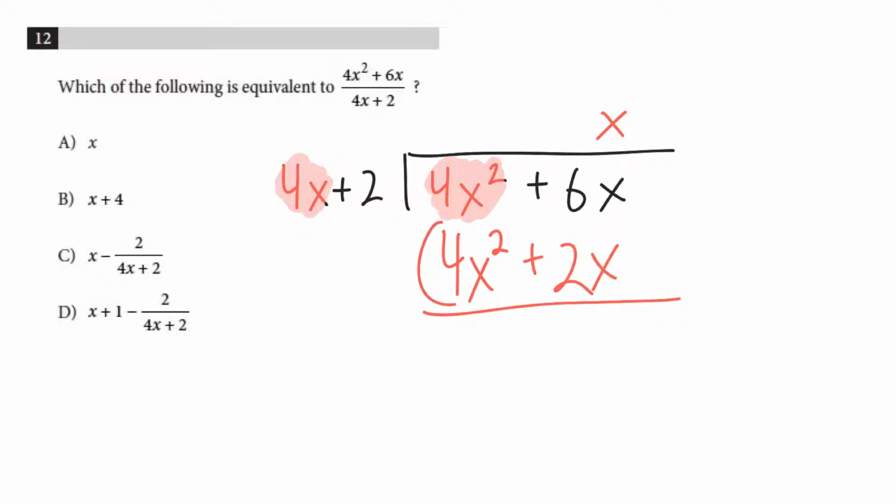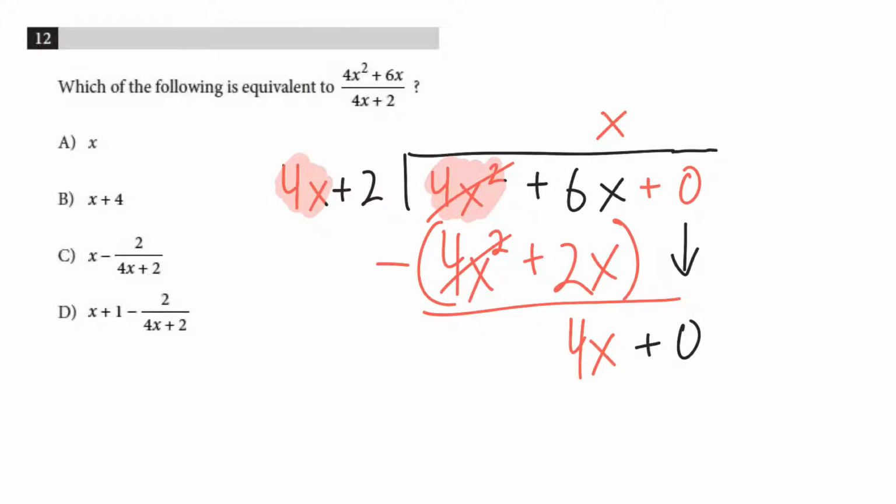2x. Okay. Now I'm going to subtract this, just like long division. Well, my 4x squared is going to cancel out, and then I have 6x minus positive 2x. It's going to leave me with 4x. Okay. Well, how many times? What do I have to multiply? I'm going to insert a dummy term here. What do I have to multiply 4x by to get 4x? Drop my 0. Well, I have to multiply by 1.